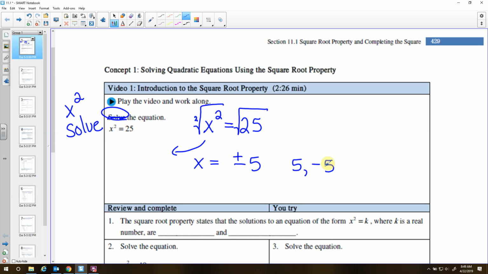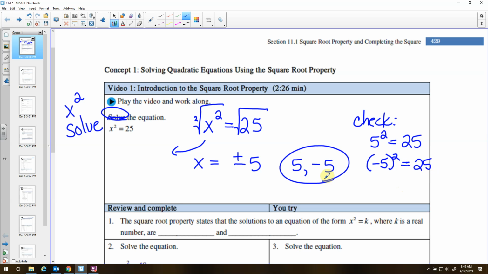Because let's think about this, if I went back to check, 5 squared equals 25, because 5 times 5. And negative 5 squared also equals 25, because negative 5 times negative 5 equals 25. So on these, you have to think about your positive and your negative answers.